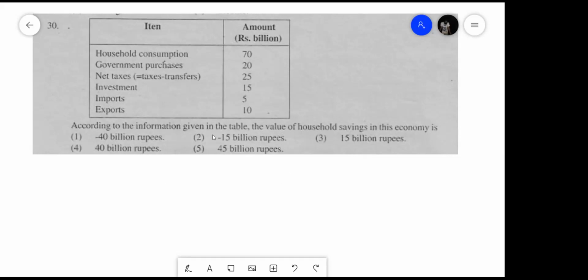Okay, according to the information, the value of household savings. Guys, when you get these types of questions, it's based on the equilibrium level of national income, right? Remember, when you calculate equilibrium, there are three ways to calculate. One way of calculating is withdrawals equals injections.